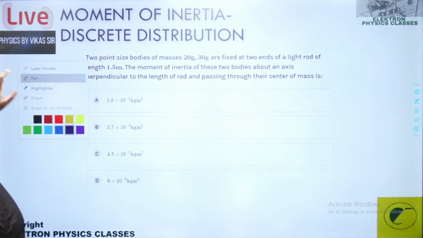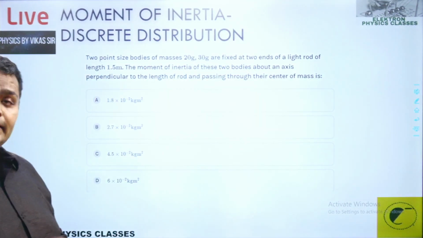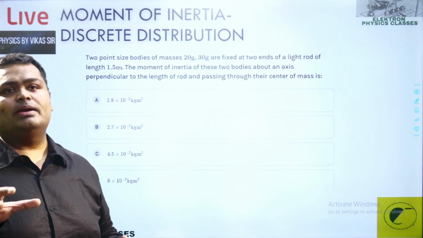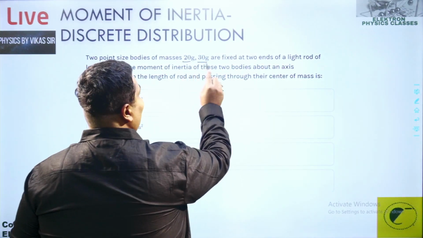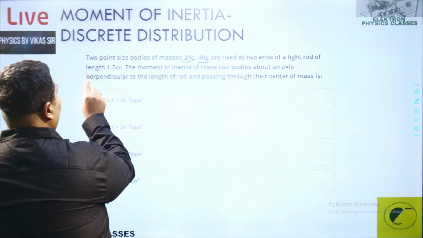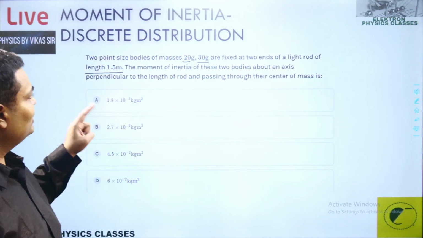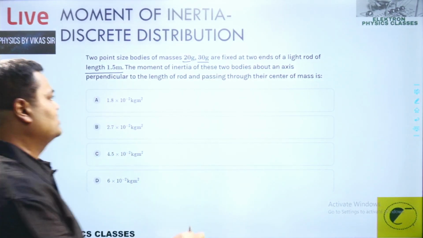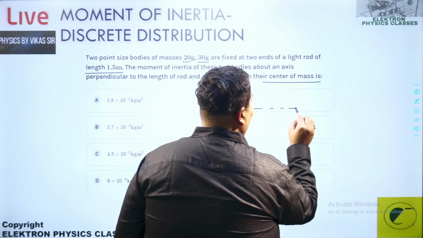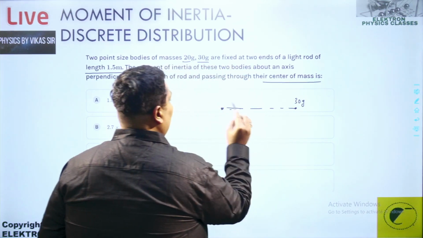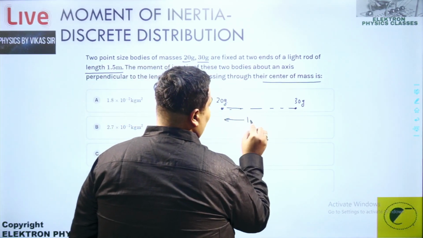Let's move ahead and try to calculate a numerical based upon this idea. Read the question carefully and maybe we are able to solve it quickly. The question says there are two point-sized bodies. The masses are 20 gram, 30 gram, fixed at the two ends of a light rod of length 1.5 meter. Find the moment of inertia of these two bodies about an axis perpendicular to the length and passing through the center of mass. So once again, this is a 30 gram particle and this is a 20 gram particle and the length of the rod is 1.5 meter.